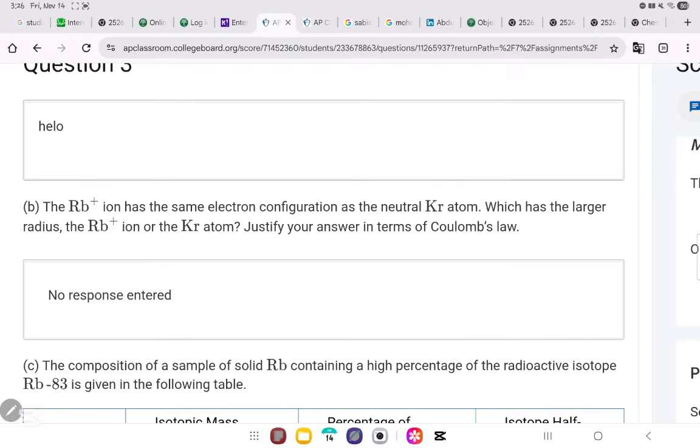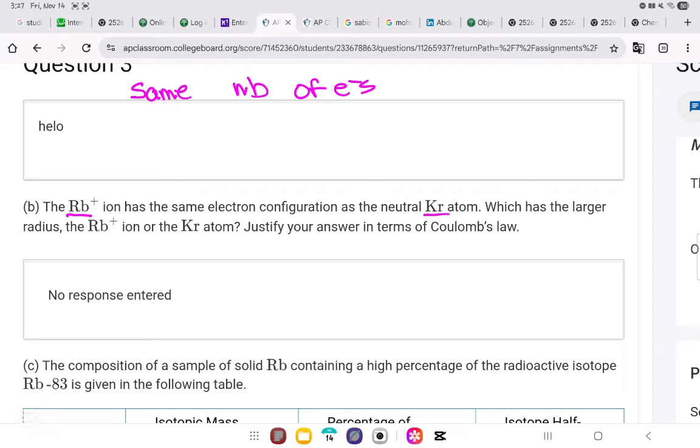We move on to part B. What does it say? It says the Rb plus ion has the same electron configuration as the neutral Kr atom. So what does this mean? This means they have the same number of electrons. Okay, which has the larger radius, Rb plus or Kr? Now we need to think, because they have the same number of electrons, we need to think in terms of atomic number.